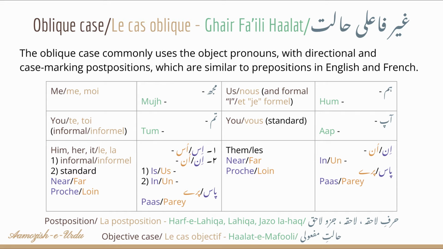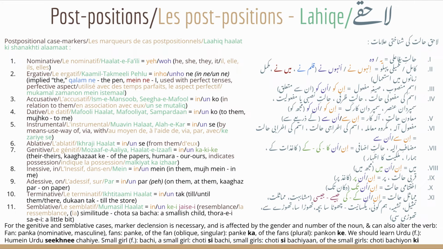So now for us it's ham, ab, and in or un. Then the word for postposition is most commonly Lahiqe or sometimes jazu lahiq. Then the objective case in Urdu is Haalat-e-Maf'uli. Postpositions, Lahiqe. So the postpositional case markers, Lahiq Haalat ki shanakhti alamat are as follows.